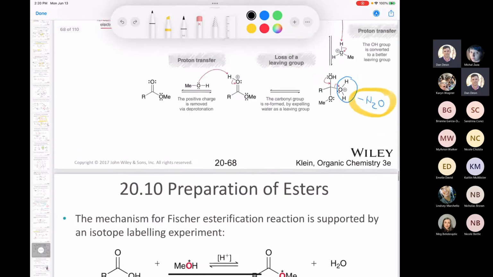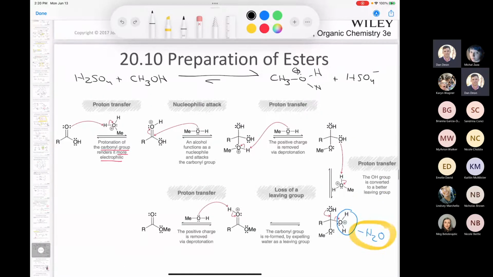Can't stress this enough, my friends. Going back here again, you've got to know this mechanism. Know this mechanism. Very important mechanism, Fischer esterification. All right, there we go.